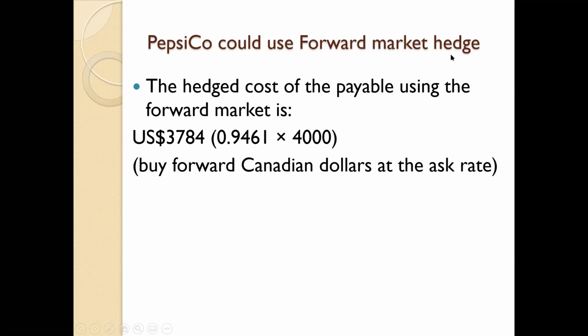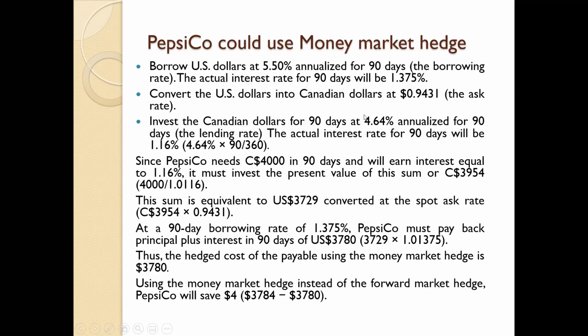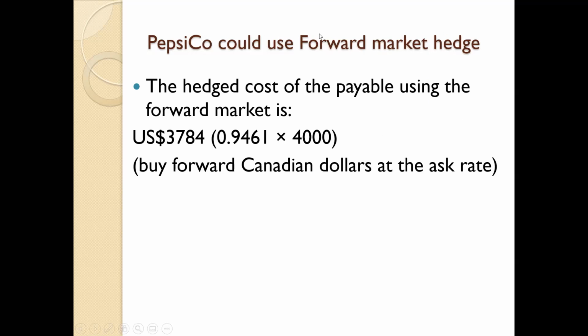Right? We can call it a forward market hedge. Okay, now let's see what happens if the person goes with a money market hedge. Actually, this is our hedging transaction. We can go with the forward market hedge. That means, as usual, you can enter into the forward market contract.